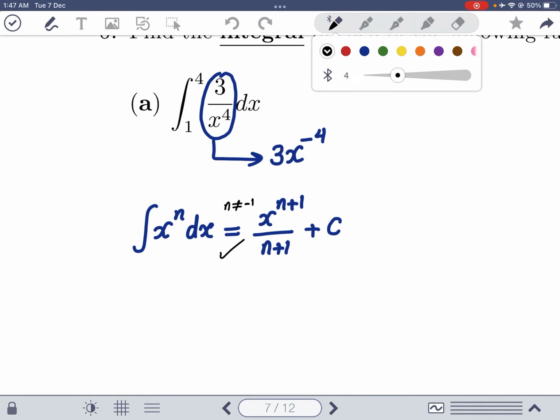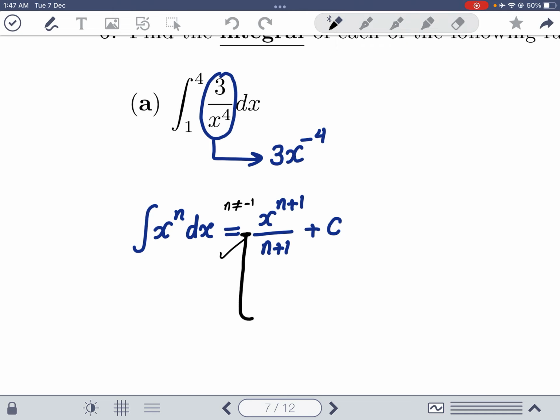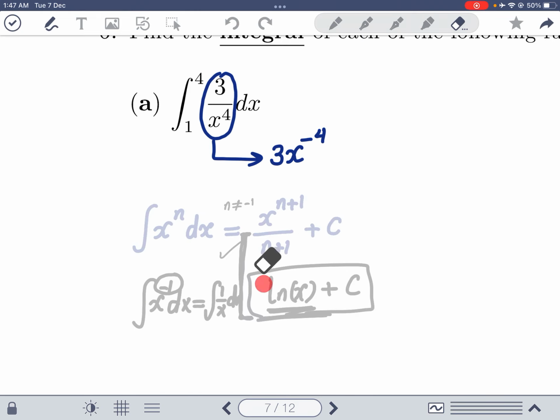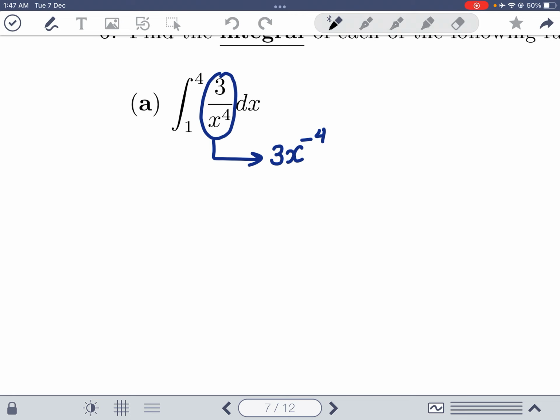For power negative 1, remember, it is equal to this when the power is not negative 1, and then the integral of x to the power negative 1, which is 1 over x dx, is ln x plus c. So it's the only one that doesn't follow the rule, the one that has power negative 1, and the integral is the natural logarithm. Good. It's a quick review. So now we do this simple integral.